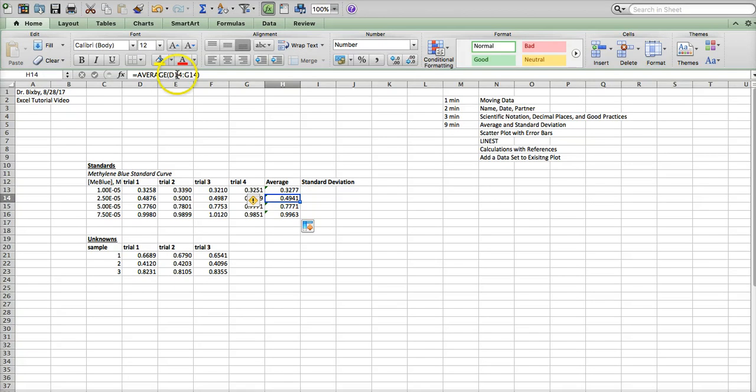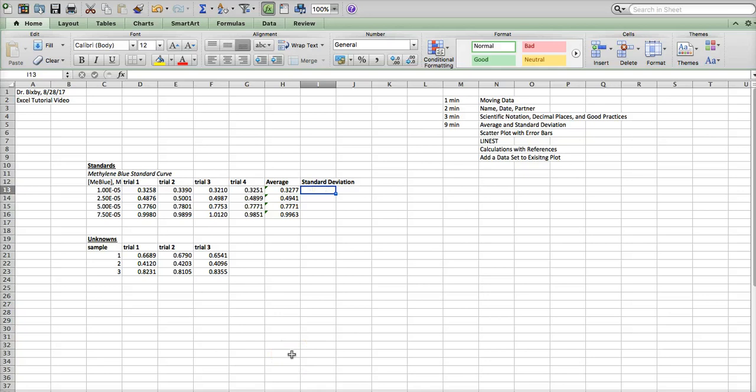And what I want you to notice here is that this was highlighting D13 through G13. If I click up here in the text, it'll show me which boxes are selected. Okay. Now if I go to the next cell down, I'm in D14 to G14. So not only did it copy the formula down, but it also moved the reference cells down as well. Okay. So just keep that in mind.